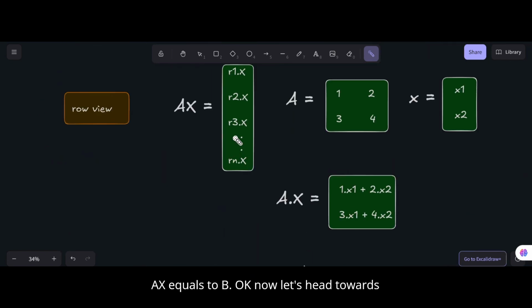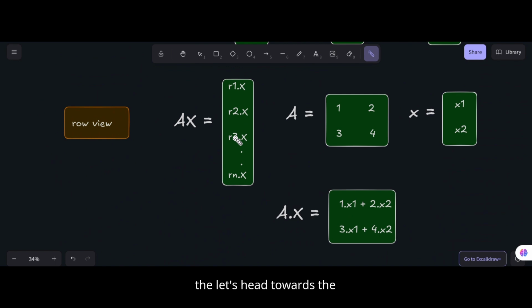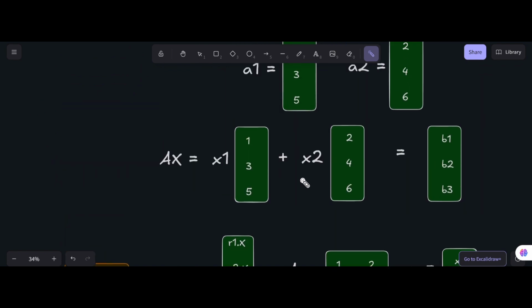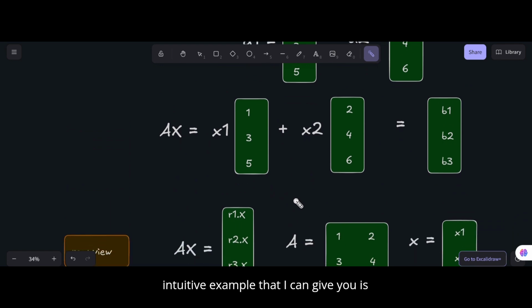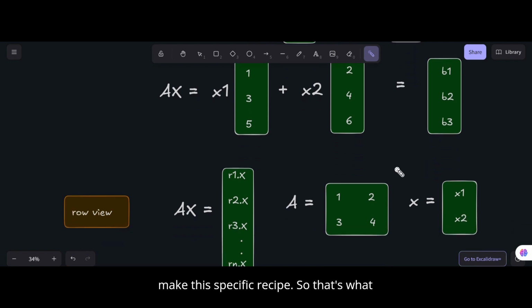Okay, now one intuitive example I can give you is that you can consider these as the ingredients for a recipe. Let's assume this is my first ingredient and this is my second ingredient, and what AX basically asks is what amount of my first ingredient and second ingredient is required for me to make my desired dish. So that's what X1 and X2 are doing. It's asking how much of each ingredient is actually required to make this specific recipe. So that's what column view is.